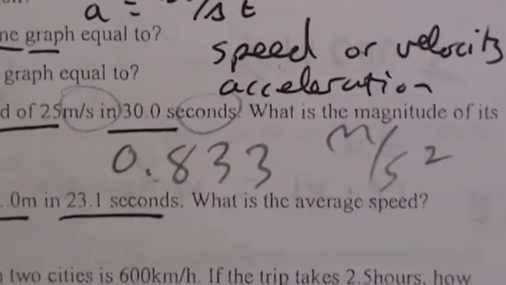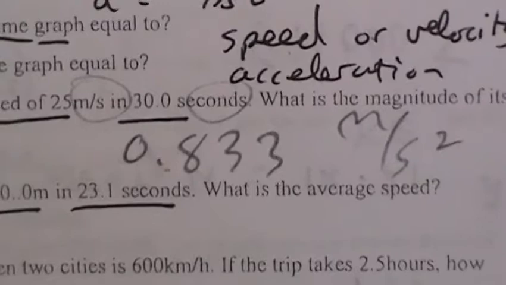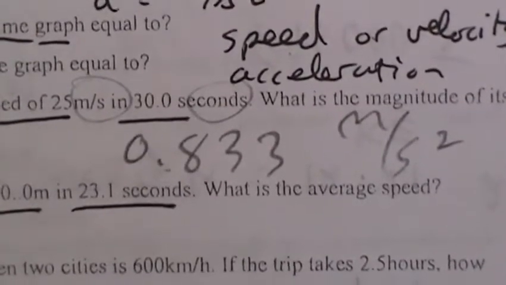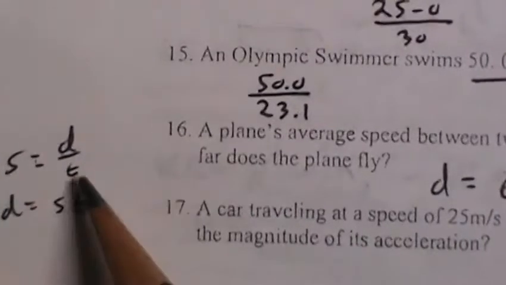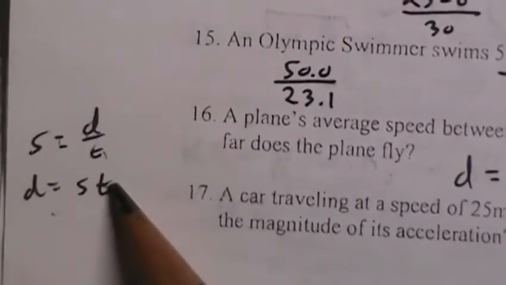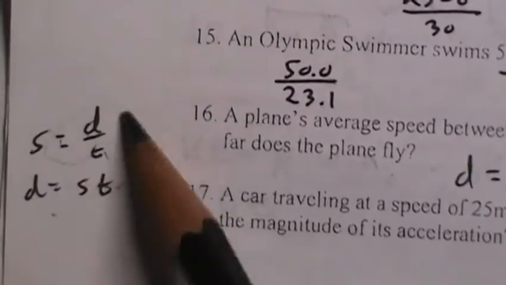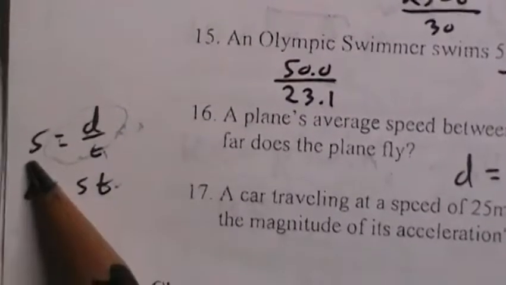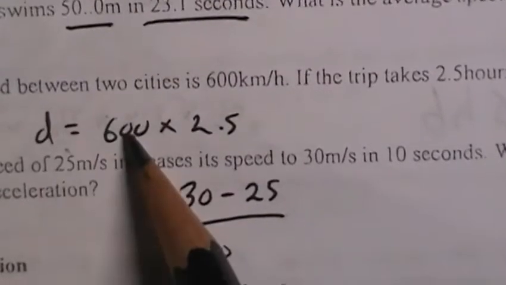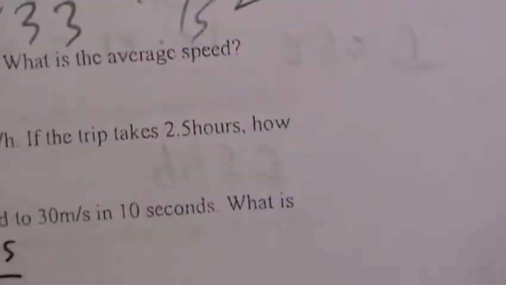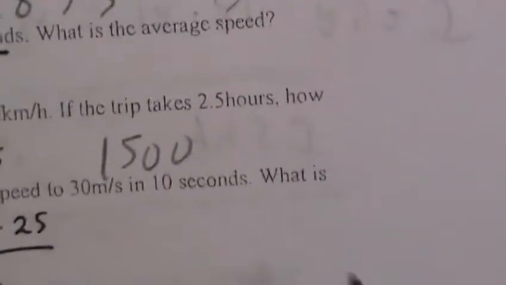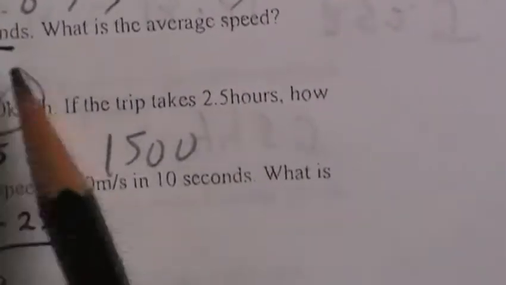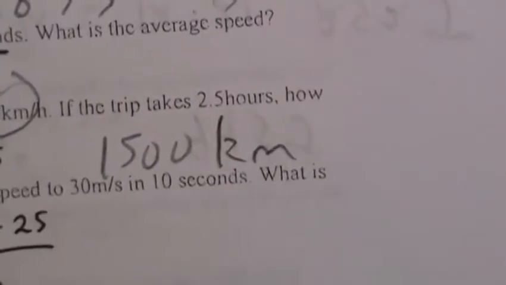All right. Second one, a plane's average speed between two cities is 600 kilometers per hour. If the trip takes 2.5 hours, how far does the plane fly? Well, in this one, we look at our speed equation, distance over time. Distance is speed times time, if we rearrange this equation. So distance is 600 times 2.5, which comes out to be 1,500. Again, it appears I forgot to write these down on this one. 1,500, and then our distance units are kilometers.